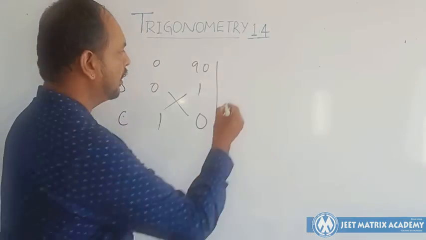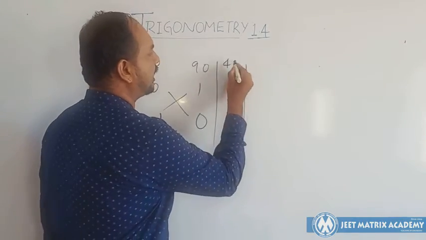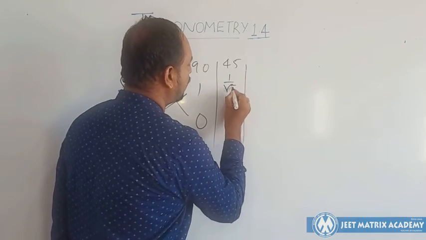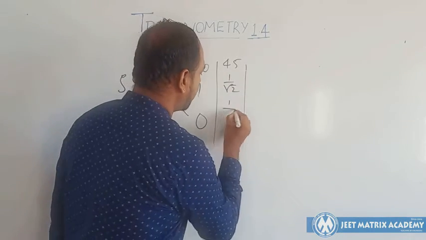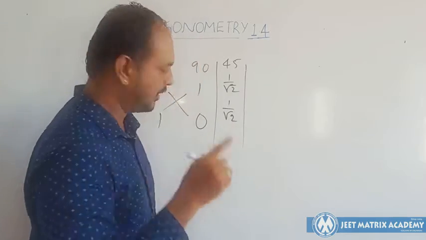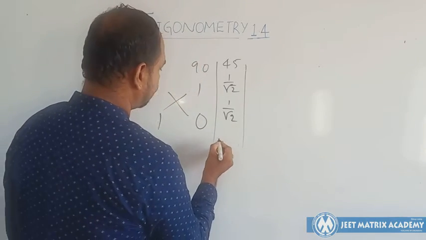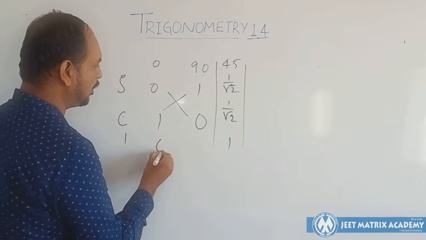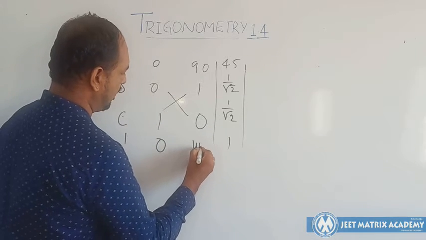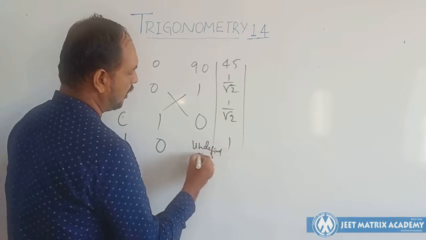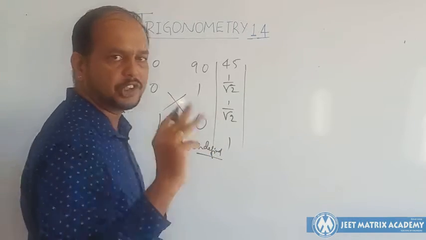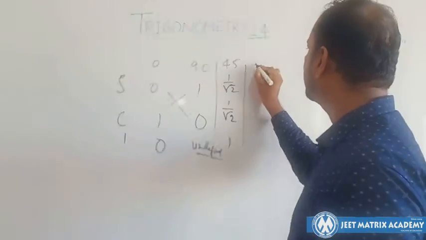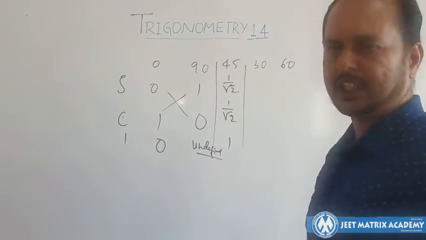Similarly, the middle one, 45 degree. You can remember sine 45 is 1 by root 2, cos 45 is 1 by root 2 and tan will be 1. Here this 0 by 1 is 0, 1 by 0 is undefined. So this way you can remember three angles. Now the two left-out angles, that means 30 degree and 60 degree.